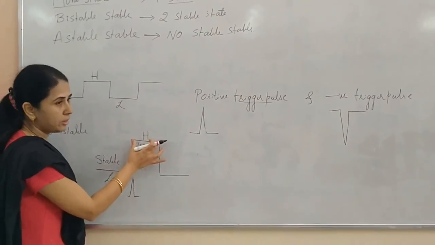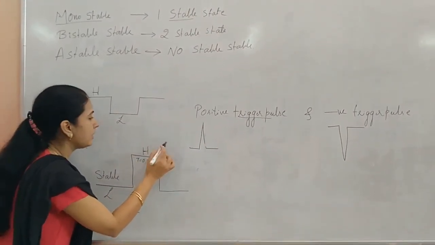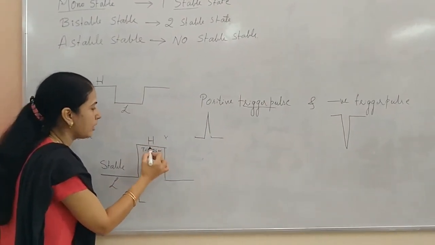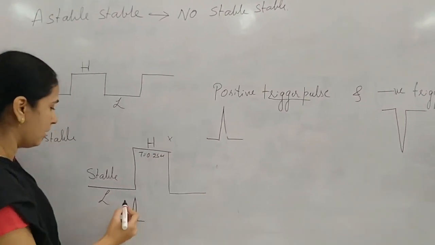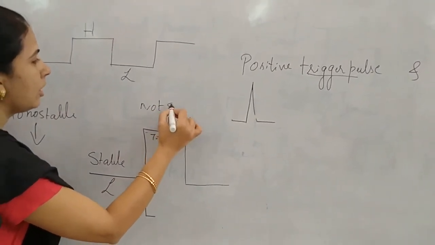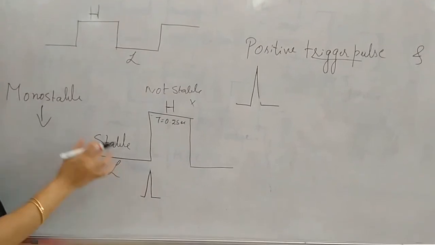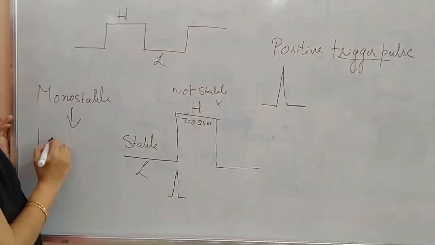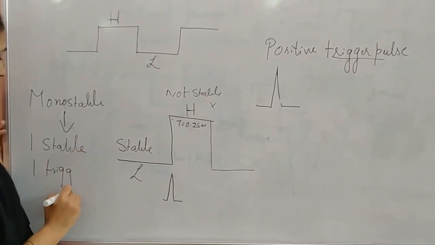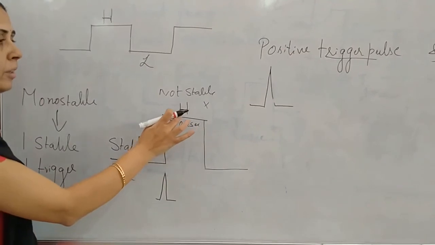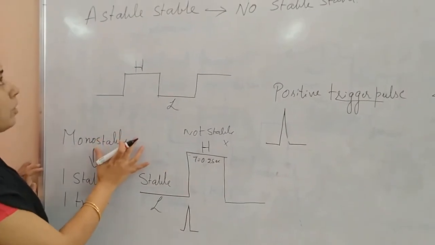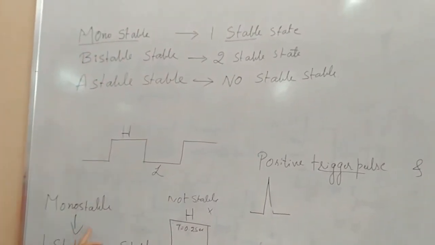But if you look at this, it is remaining high and it doesn't require any triggering pulse. It remains high for a certain period of time, and immediately after this it makes a transition to low. That is a monostable circuit. This is not called a stable state. A monostable circuit has one stable state and requires one trigger pulse for making a transition from low to high. For making a transition from high to low, it doesn't require any trigger pulse. Such types of multivibrators are called monostable multivibrators.